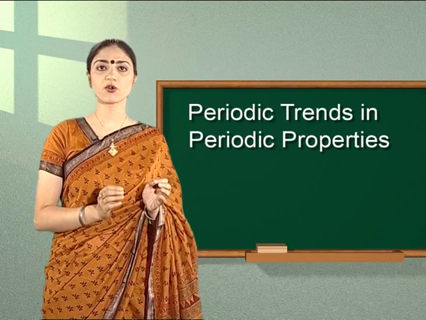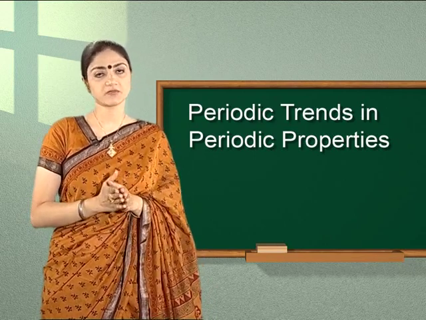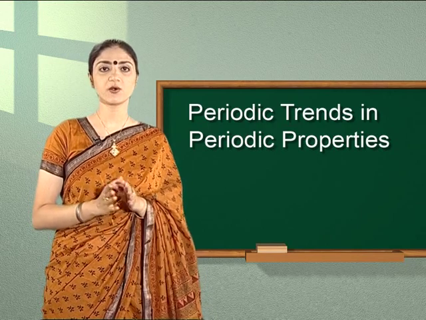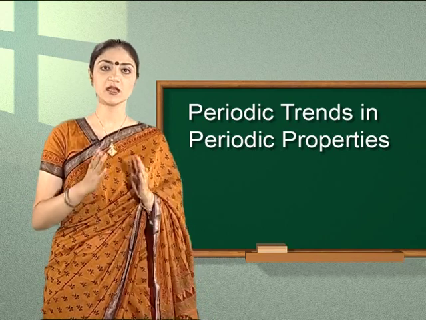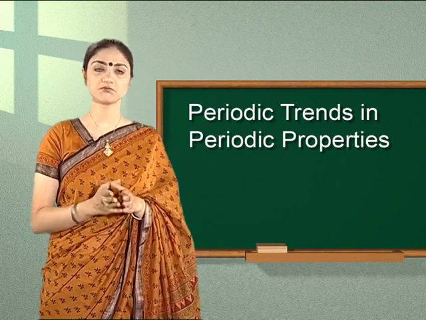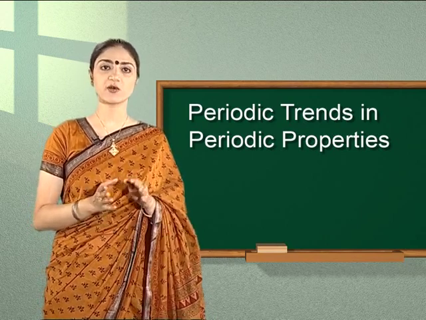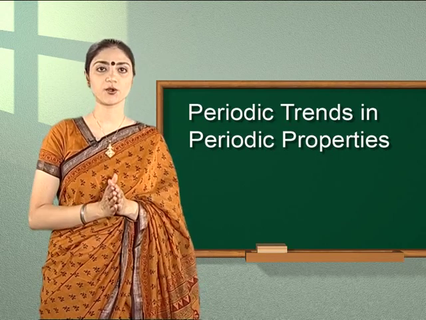Likewise, within a group of representative metals, let us say alkali metals, reactivity increases on moving down the group, whereas within a group of non-metals, let us say halogens, reactivity decreases down the group.